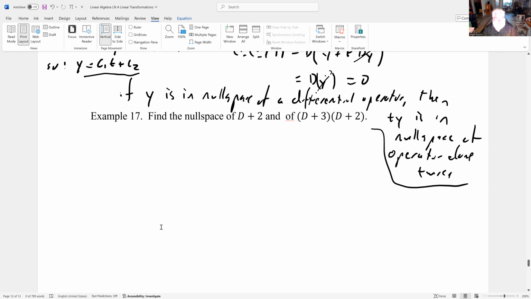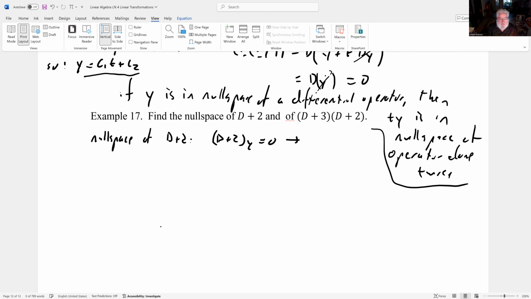So the null space of d plus 2, how do we find that? You solve d plus 2 of y equals 0. We already know that that's y equals k e to the minus 2t.